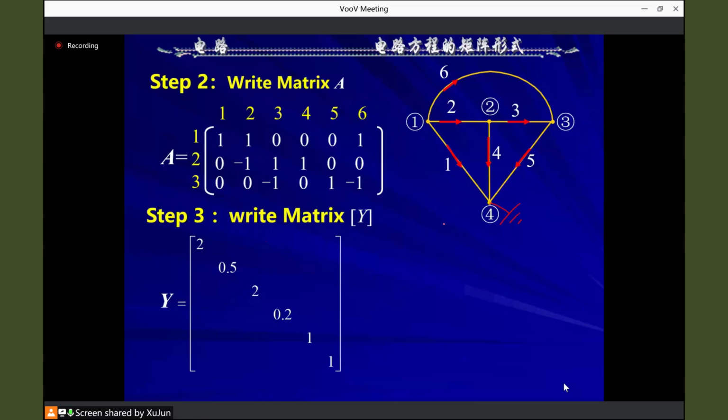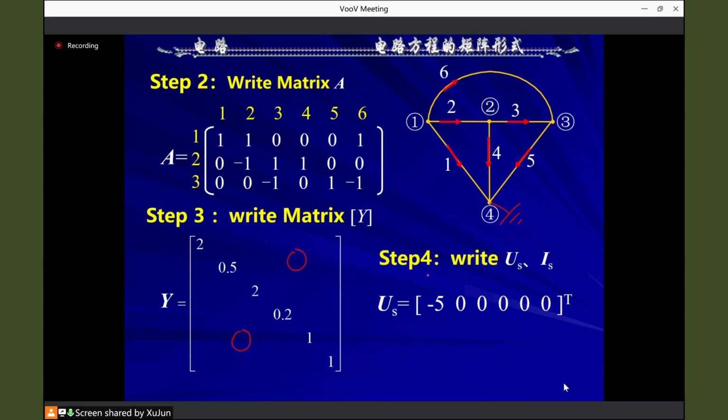Because this circuit has no dependent source and no mutual inductance, it will be a diagonal matrix. This is 0, 0. And then write the US and IS. Pay attention to the US and IS. For the US, there will be negative. For the IS, one is negative, one is positive.